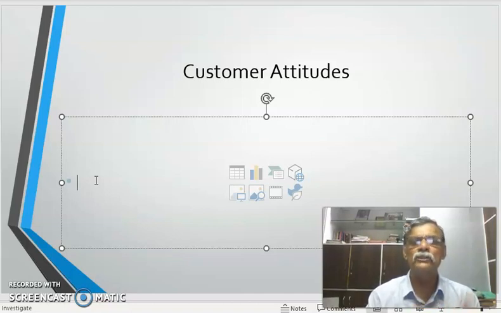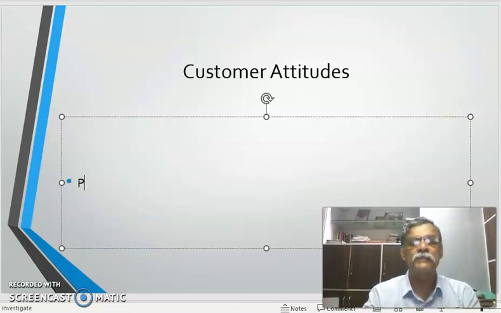Now, learning consumer behavior and understanding the theory, concepts, and everything is very easy. But handling such type of customer is very difficult. So, in customer attitudes, the first attitude is personal. Personal attitude.